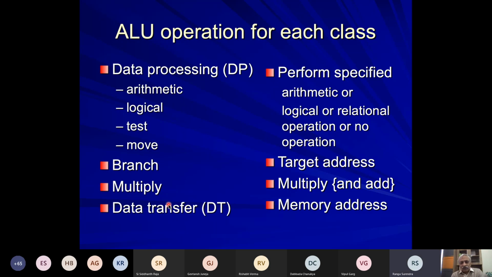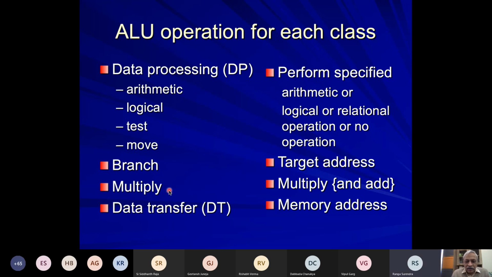But the ALU also could be playing a role in other instructions. For example, in the branch instruction, there is an issue of calculating the target address. Because the address in the branch instruction is provided as an offset from PC plus 8, that addition is required, and that can be done by the ALU itself.